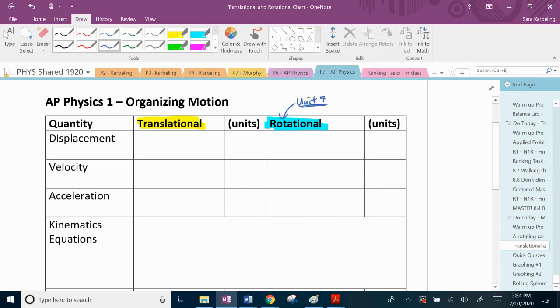Okay, we started already, but we haven't gotten very far. And this is where we're going to kind of organize ourselves. Okay, so let's start with the stuff we know.